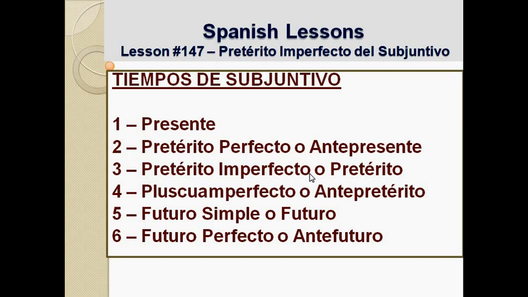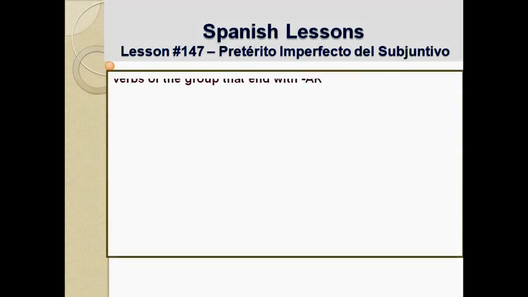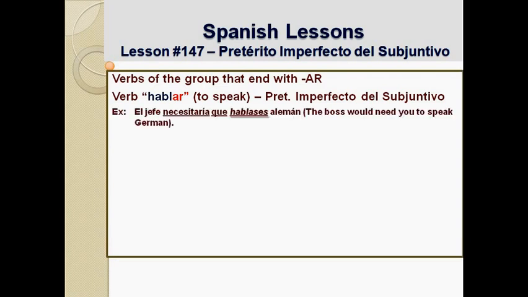Okay, now let's get into the topic and let's start conjugating in the pretérito imperfecto del modo subjuntivo. We will begin with the first classification of Spanish verbs, the verbs that end with the letters AR. Example, the verb hablar, or to speak. This is a regular verb of the first category. Pretérito imperfecto del subjuntivo. Example, el jefe necesitaría que hablases alemán. El jefe necesitaría que hablases alemán.